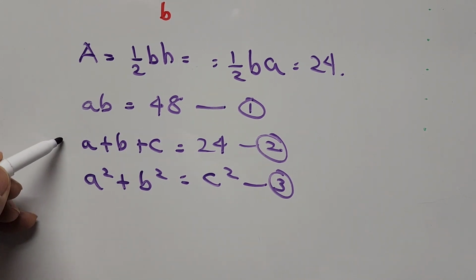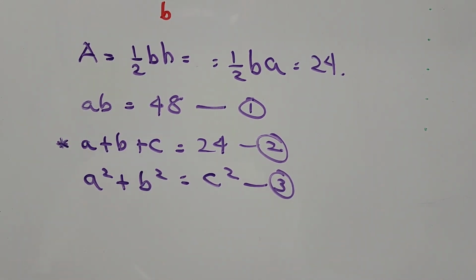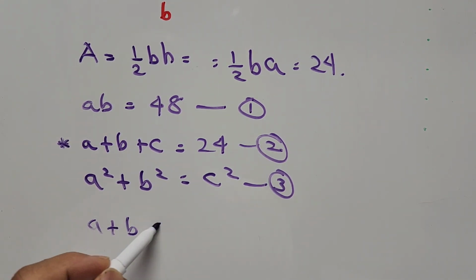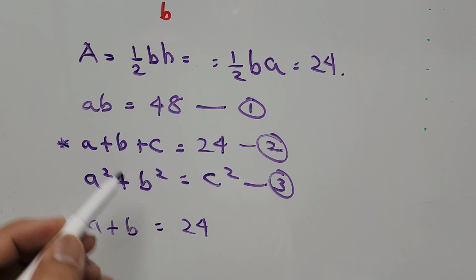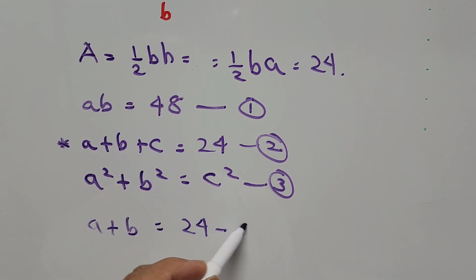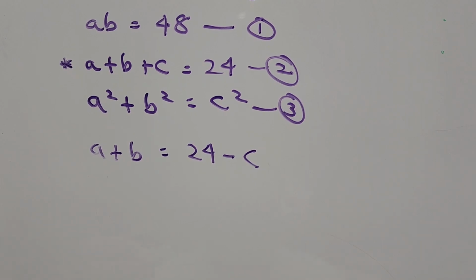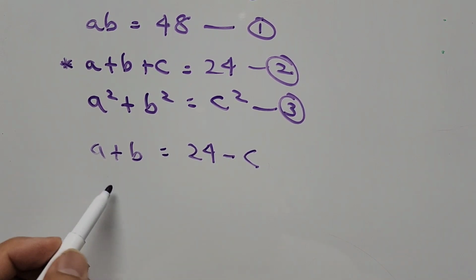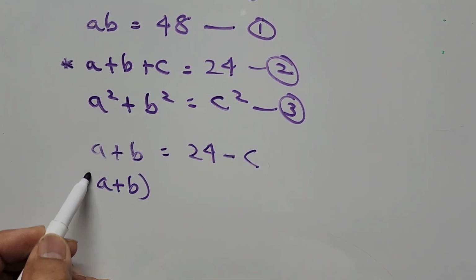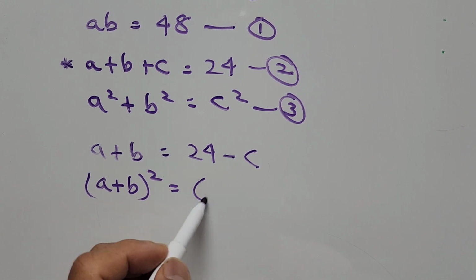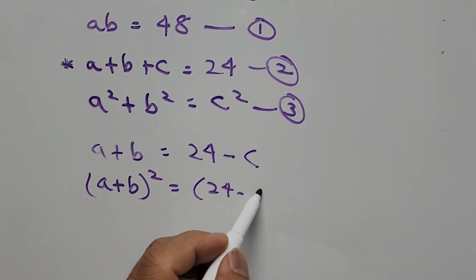From equation 2, this can be written as A plus B equals 24 minus C. From here, if we square both sides, we have A plus B squared equal to the square of 24 minus C.